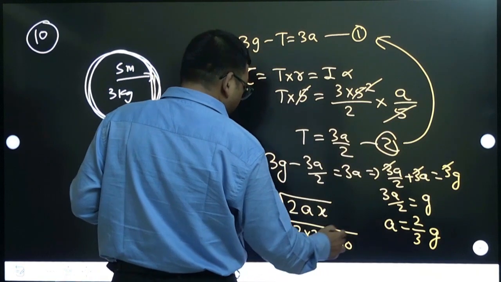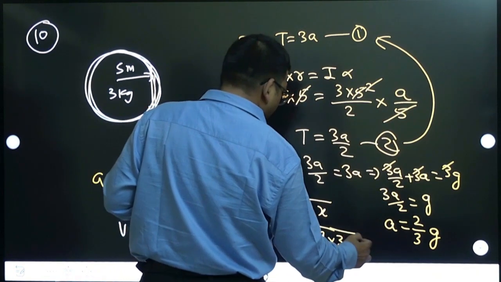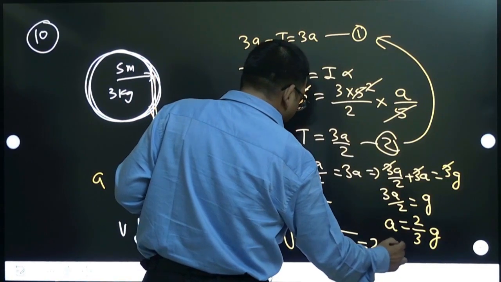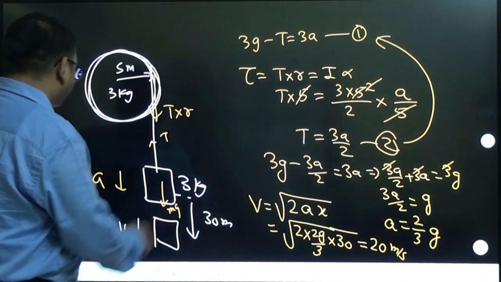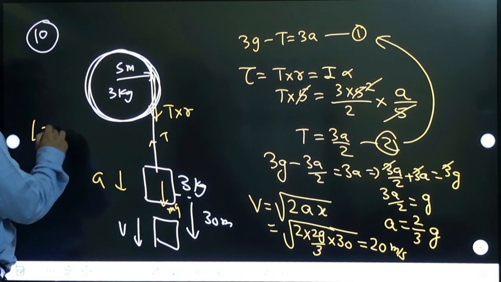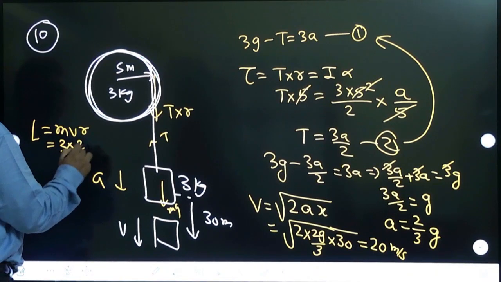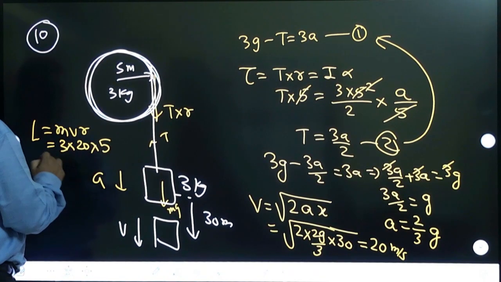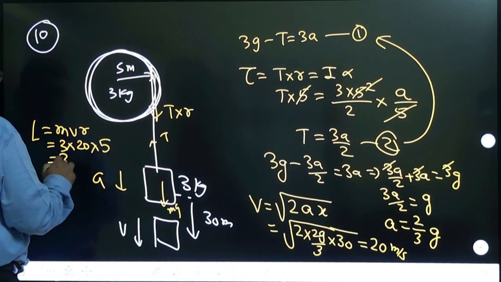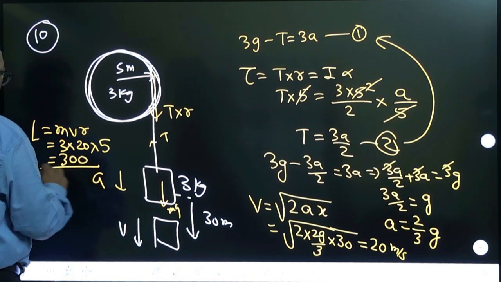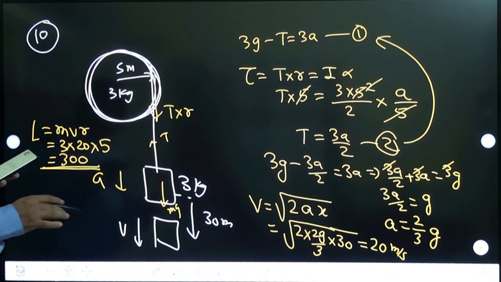So from here, 3 10 10 10 10 will come out, 2 2 2 20. It will come 20 meters per second, correct? So once you got velocity, angular momentum, we can write mvr. So mass is 3, velocity is 20, radius is 5. So how much? 300. SI unit 300, first option correct.